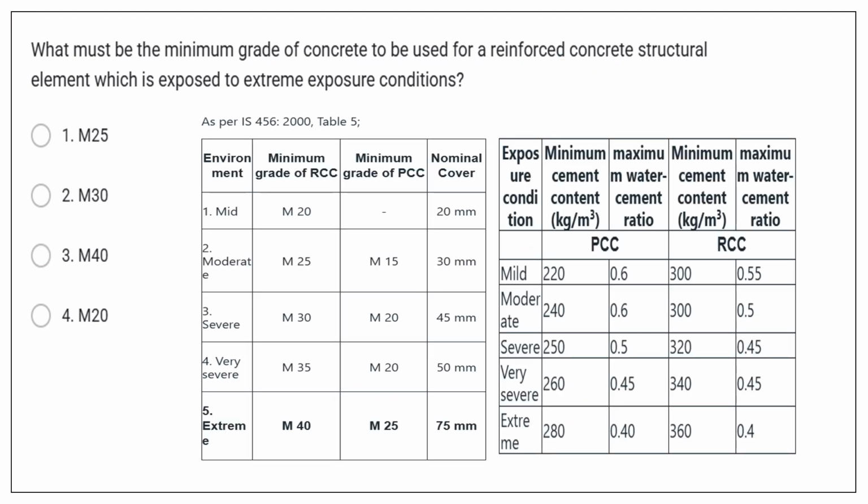Then these are a few tables for more information. In the question they ask about only RCC, but these are the grade values for PCC. Then the nominal cover, minimum cement content and minimum water cement ratio for PCC and for RCC. Okay, then next question.